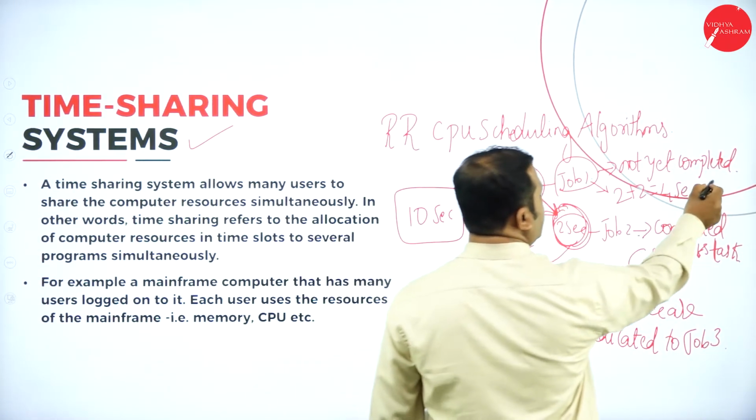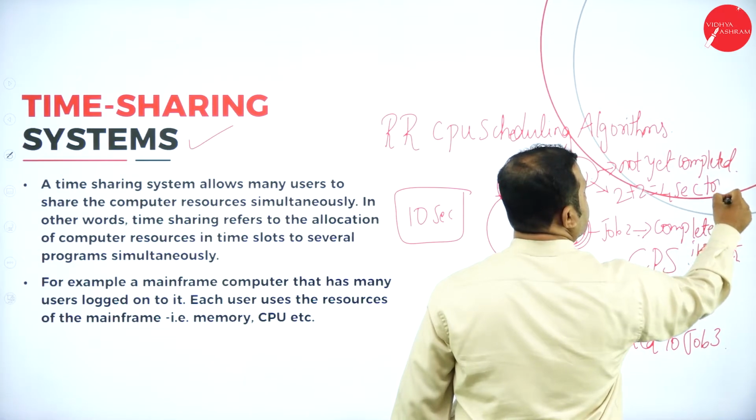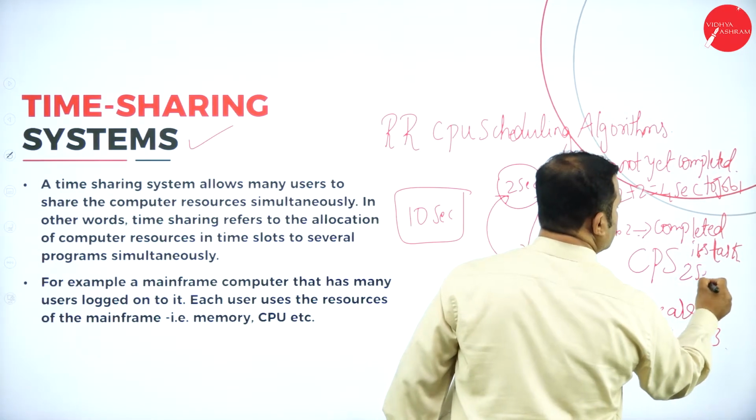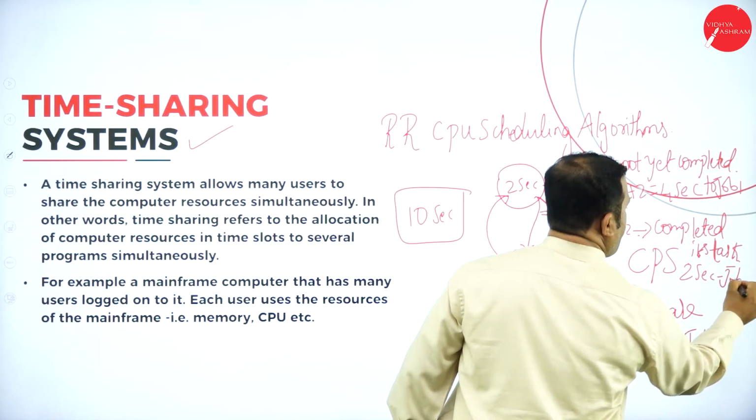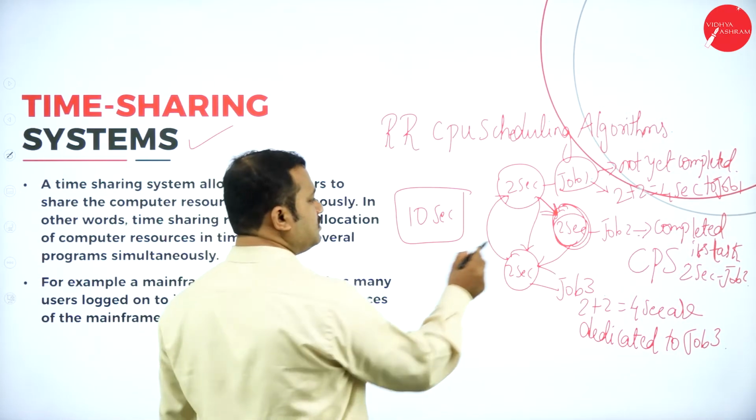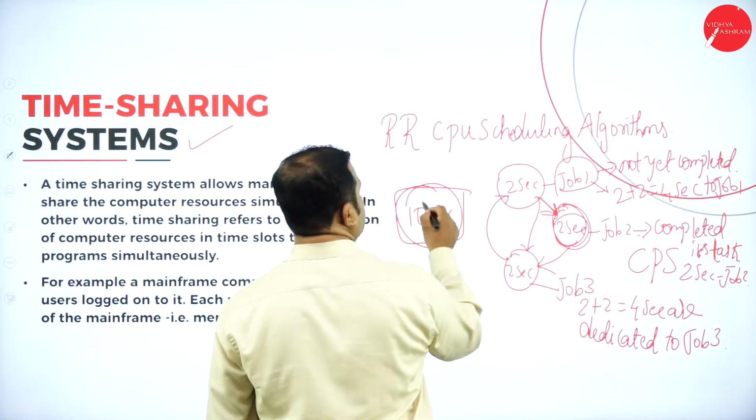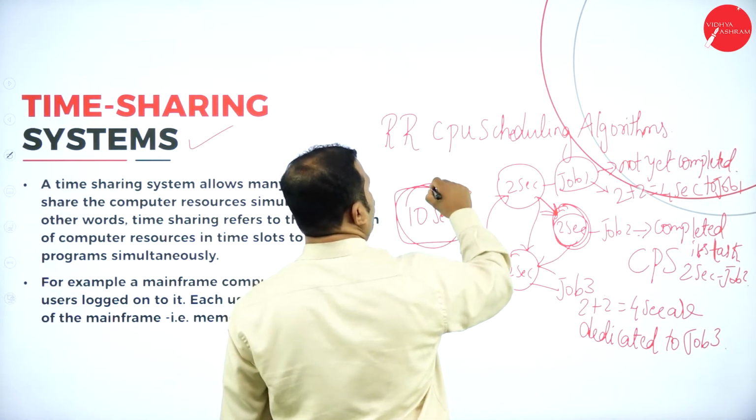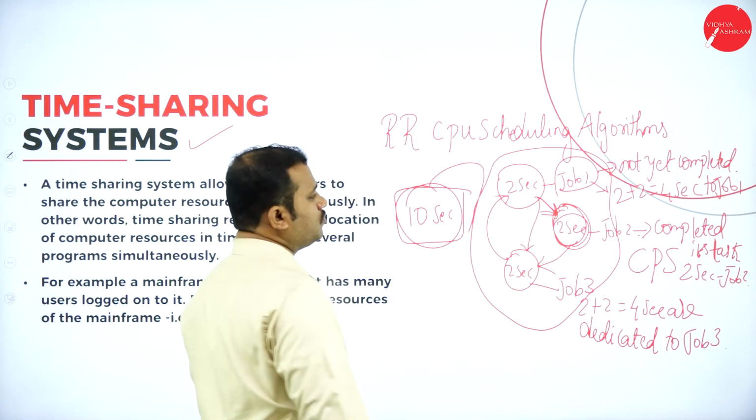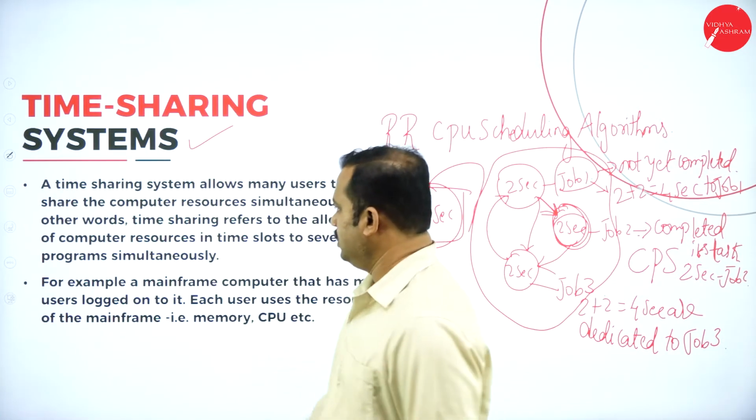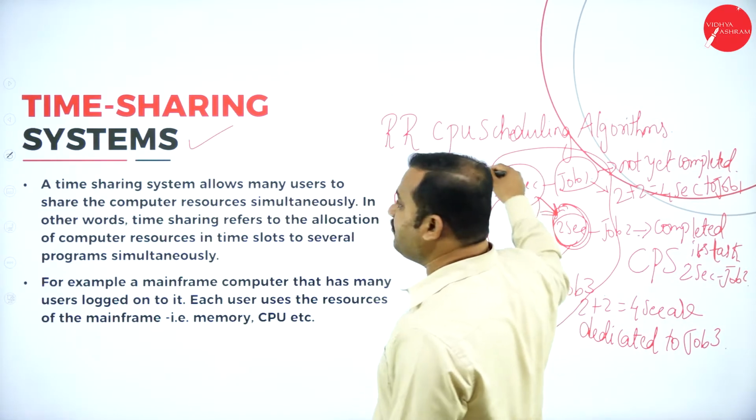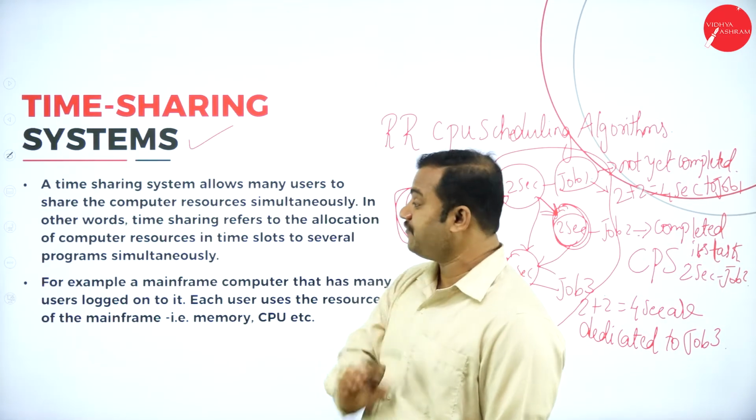Four seconds are dedicated to job 1. So 2 seconds are dedicated to job 2. If that is the case, a total of 10 seconds are there. So these 10 seconds can be utilized for the execution of all these jobs, that is job 1, job 2 and job 3. If that is the case, that is time sharing, I am sharing the time with all these jobs. That is the definition of that.